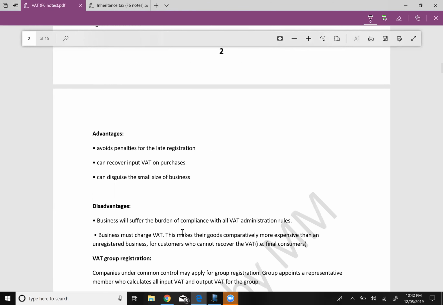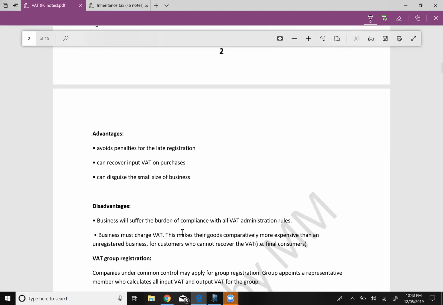Now first of all, it will increase the burden of VAT administration. You will be required to collect output VAT from the consumers. That will be your duty, right? You have to collect the output VAT from the consumers. So it will increase the burden of VAT administration. Although it is very easy to say that you have to collect output VAT, practically it is very difficult. Plus, you have to submit your VAT returns on a quarterly basis. So all of these things will increase your VAT administration.